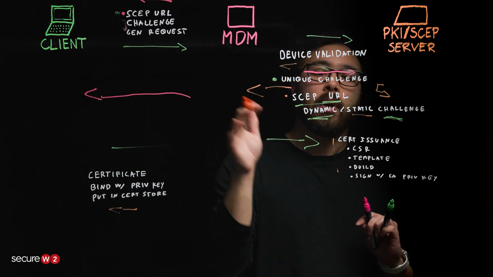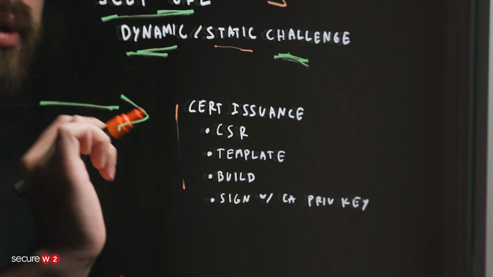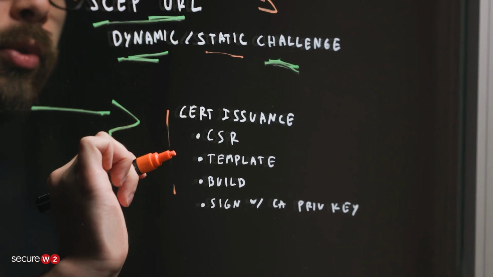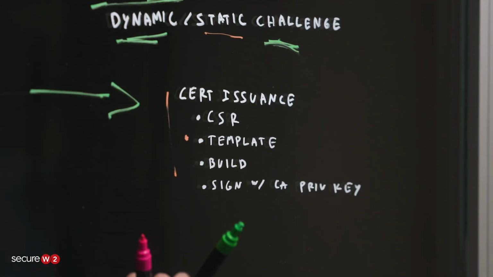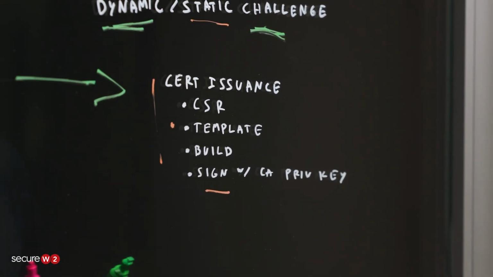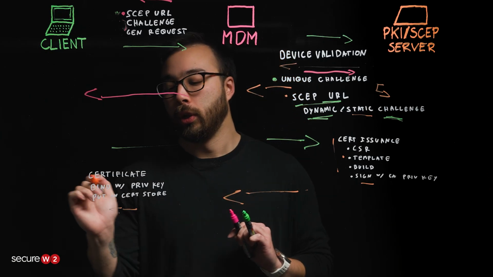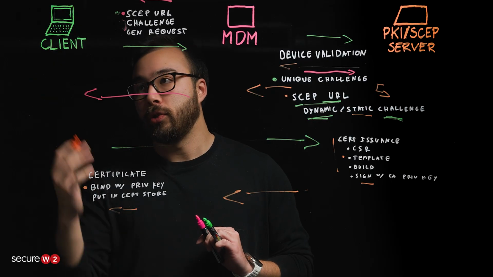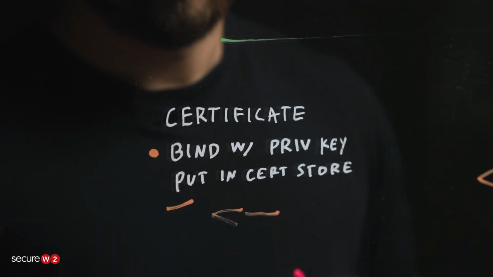So then after that unique challenge has been validated, we're going to go and process the certificate signing request. We're going to use the certificate template to build the certificate using all the attributes from the device. Then we're going to sign it with the certificate authority's private key. We're going to send it back over to the client, and the client's going to then bind it with the private key that's generated on its own, and it's going to place it in the right certificate store.